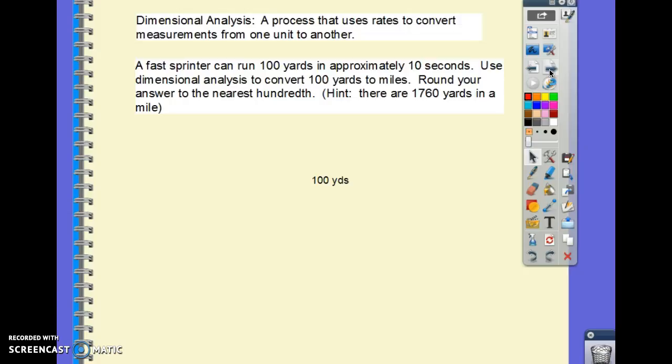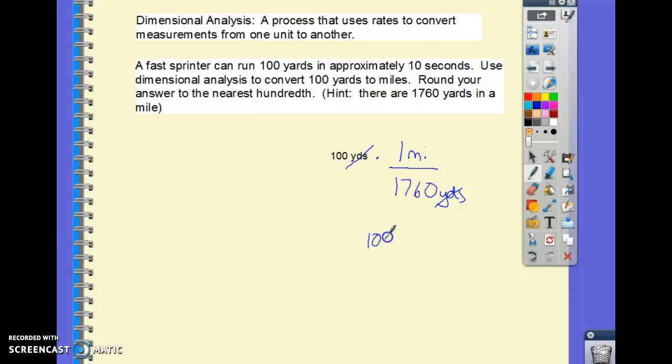Okay. So, first what we do is we start with the measurement that we are trying to convert to miles, which is 100 yards. And they tell us that we're trying to convert that to miles. So, basically, you need to multiply this by 1 mile over 1,760 yards, because that's how many yards there are in 1 mile. So what happens is the yards, because there's a unit on the numerator and denominator, they cross off.